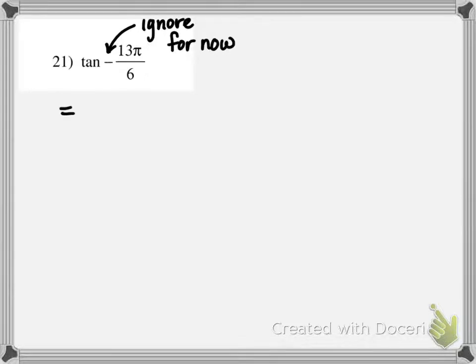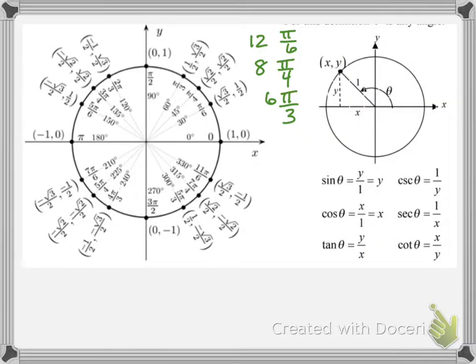Now, we know that tangent is y over x. So we need to use both coordinates when we find it, okay? Both coordinates. So let's go find 13 pi over 6. So 13 pi over 6 is going to be where? Well, when you look at this, you're like, wait a minute, the highest I see so far is 11 pi over 6. And then I know if I go a little bit further, I have 12, but I don't have a 13. So that's why you need to keep counting.